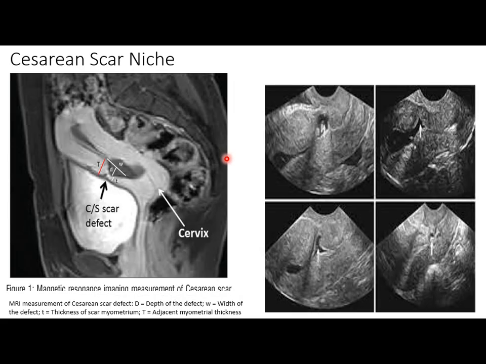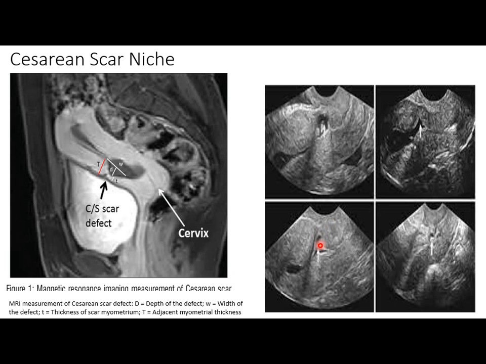About cesarean scar niche, the other complication of cesarean section. In scar niche, there is tethering of the endometrium to the myometrium, and this leads to fluid collection at this site, and the patient presents with intermenstrual bleeding and spotting. So on ultrasound, it appears as a hypoechoic area with fluid collection.